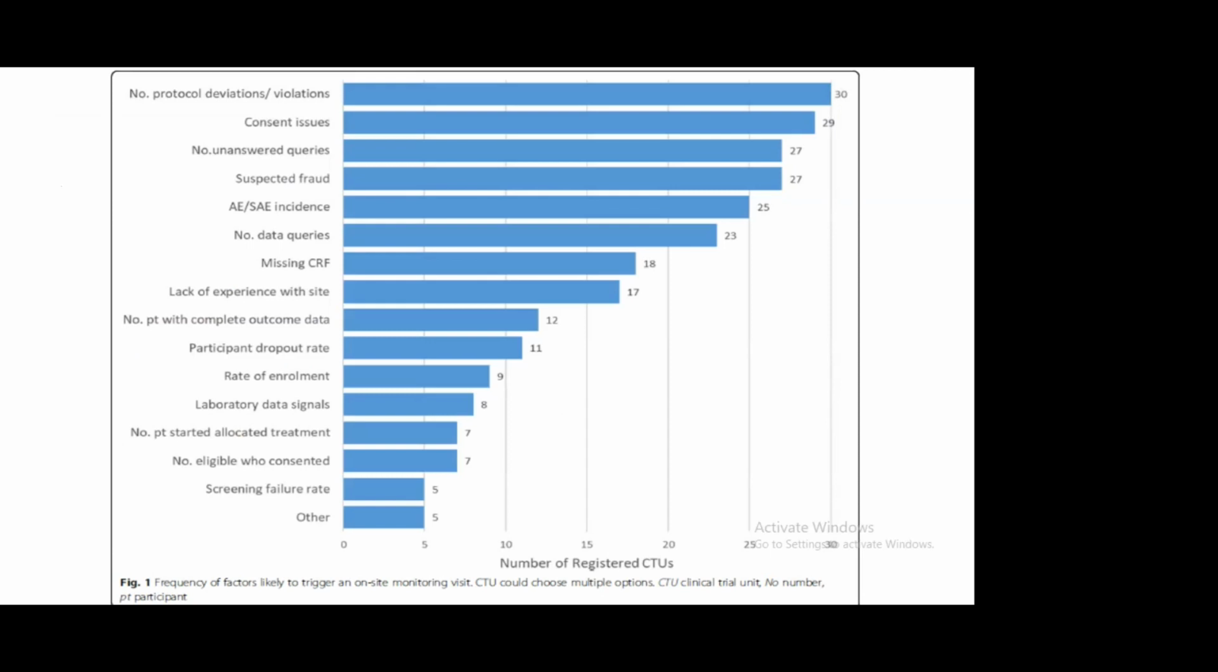So why is on-site monitoring actually done? That was the purpose of this survey. You see, it is not a serious adverse event. It is because of the number of protocol deviations and violations, consent related issues, number of unanswered queries, suspected fraud, and adverse events. These are the major things that triggered on-site monitoring, by the Data and Safety Monitoring Board.